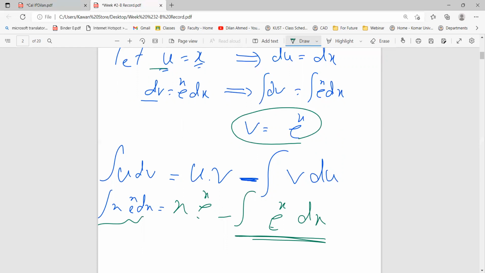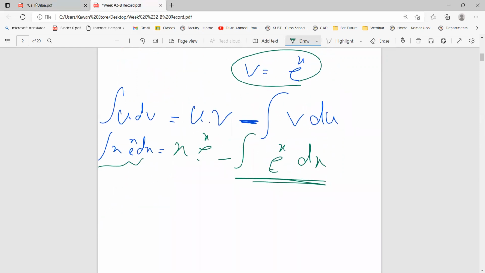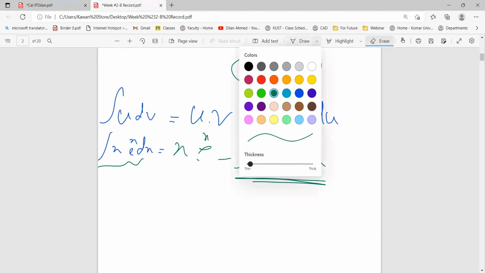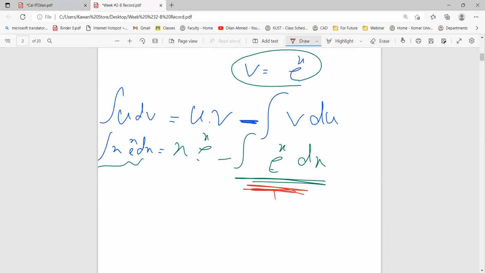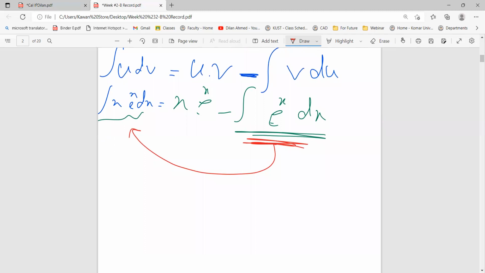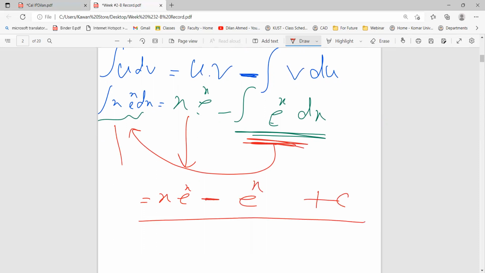And usually, to measure whether you are on the right track or not, whether you did well or not, this integral should be easier than the first one. Of course, it should be easier. Later, I'll tell you how and why. So the result of that integral is equal to x e to the power x minus e to the power x plus c. That's the answer for your integral. I call it I.